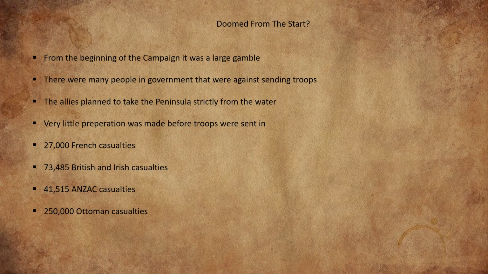Through the campaign, there were 27,000 French casualties, 73,485 British and Irish casualties, 41,515 Anzac casualties, which again were the Australians and the New Zealand troops, and 250,000 Ottoman casualties. Even though the Ottomans had way more casualties than the Allied forces, they still were able to keep control of their forts and the high ground and the straits, which allowed their navy to never push in, and the troops eventually had to be evacuated.